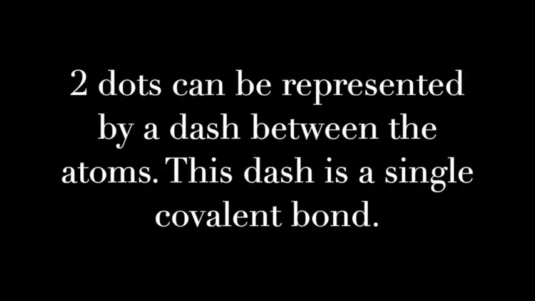So 2 dots can be represented by a dash between the atoms. The dash is a single covalent bond. So whenever you see that line between the 2 atoms, that's what it means. It's a bond, a covalent bond.